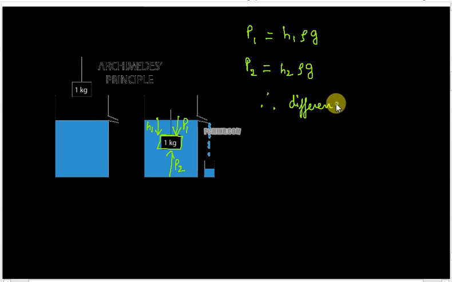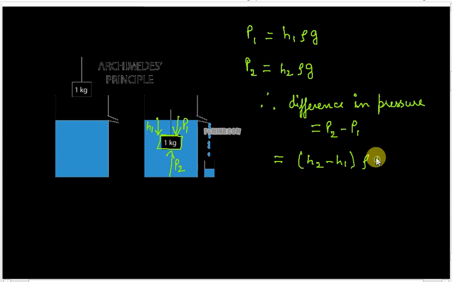Therefore, the difference in the pressures is P2 minus P1, because P2 would be greater as pressure varies with depth. The pressure at the bottom of the body is going to be more than the pressure at the top of the body. So P2 minus P1 gives me (H2 minus H1) times rho g. This gives us the net pressure acting, and of course this is the net pressure acting in the upward direction because P2 is greater.